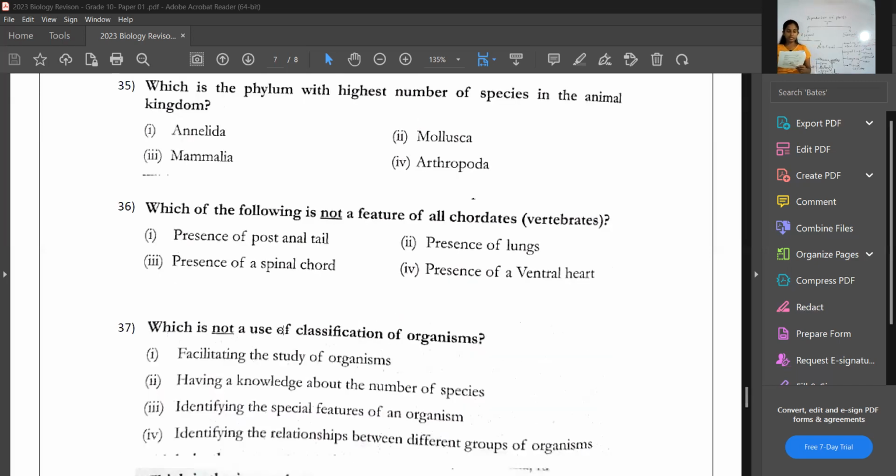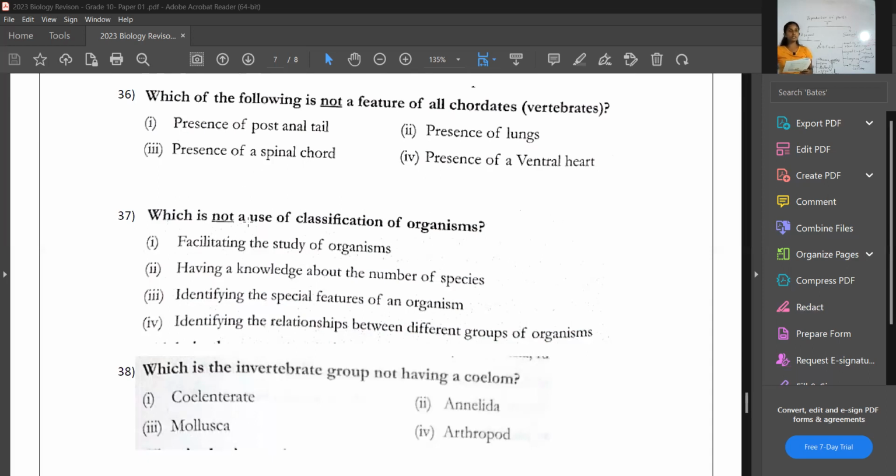36. Which of the following is not a feature of all chordates? Not a feature of all chordates or the vertebrates. You are given the diagram also. Presence of a post-anal tail is there, and the presence of spinal cord and the ventral heart, and no lungs. Presence of lungs, that is not a feature of all chordates. Second answer.